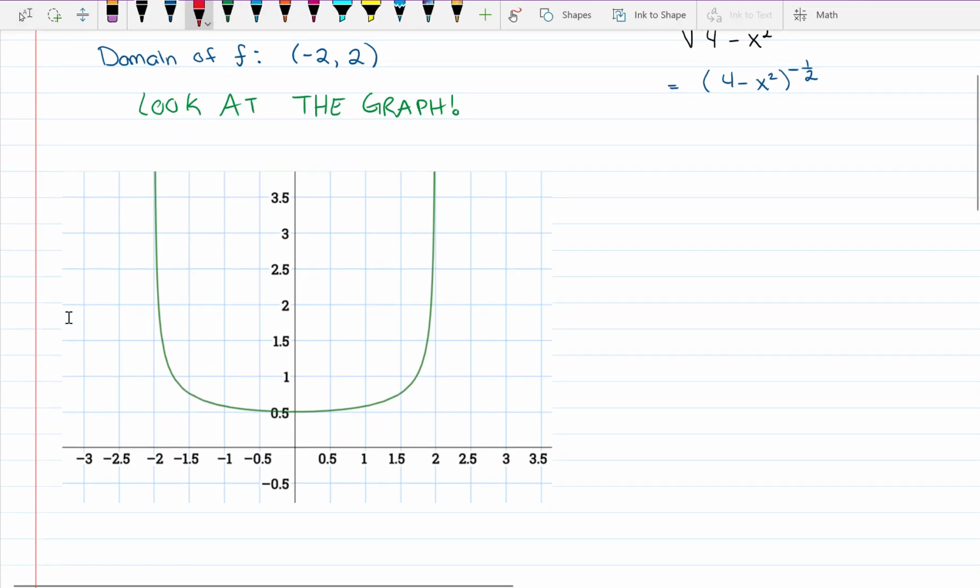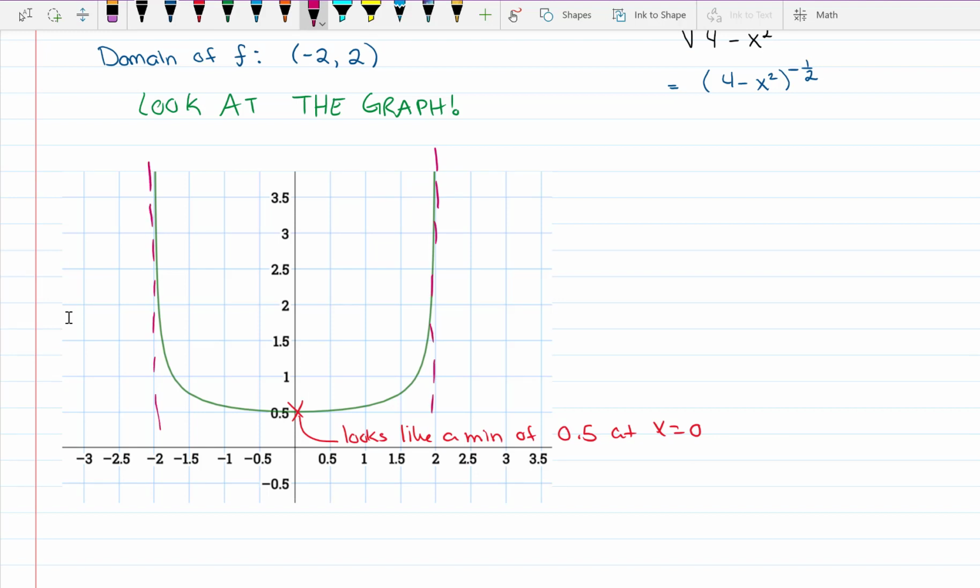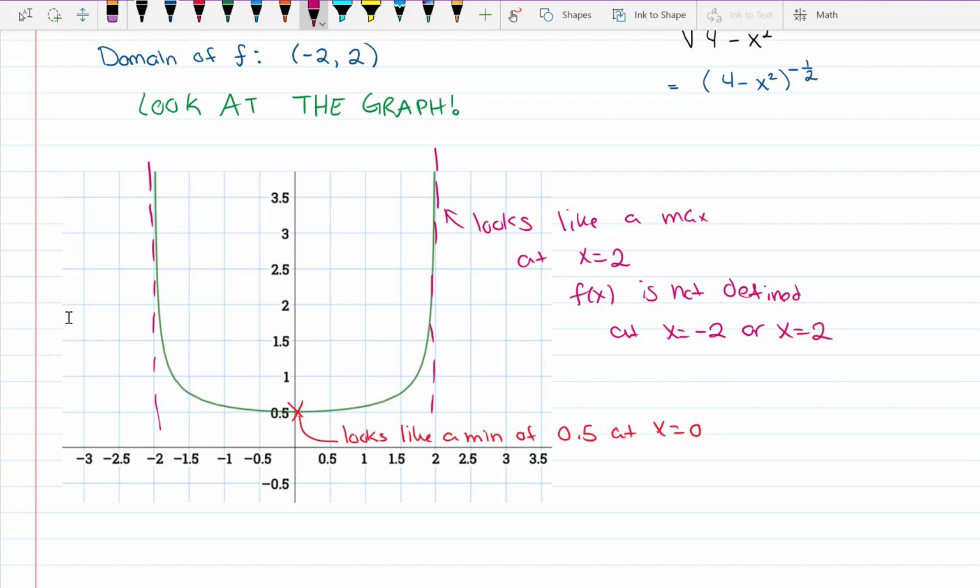So right here, it looks like a minimum. So this looks like a min of 0.5 at x equals 0. And just based off this graph, it looks like we have a max at x equals 2. But as we noticed when we zoomed out, f of x is not defined at x equals -2 or x equals 2. So that's a foreshadowing that we won't have a maximum for this problem. Again, the extreme value theorem says if we have a closed interval, we are guaranteed to have maximums, but because it's not a closed interval, we're not guaranteed that.